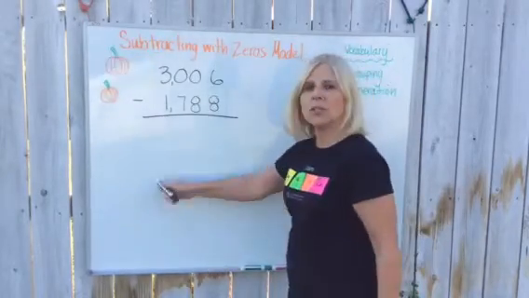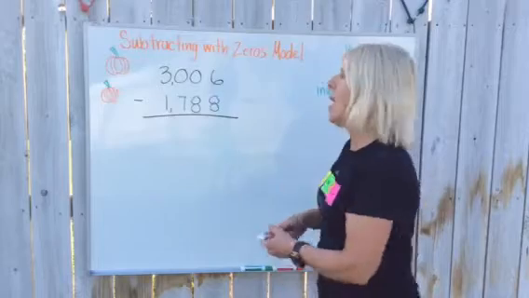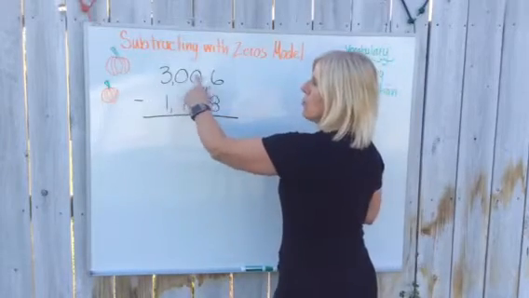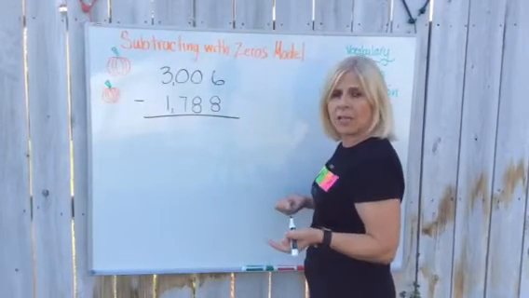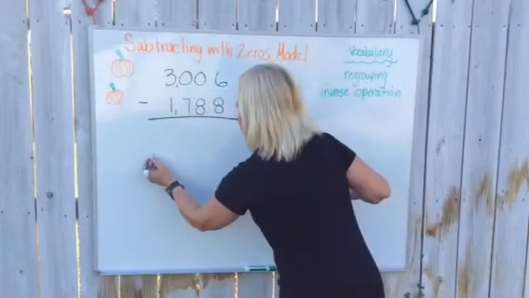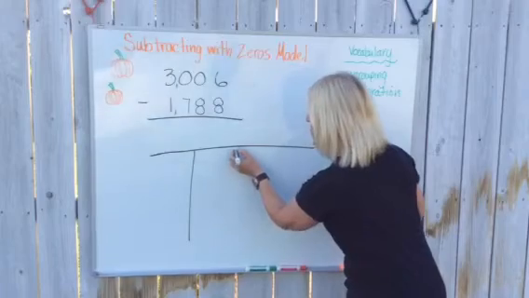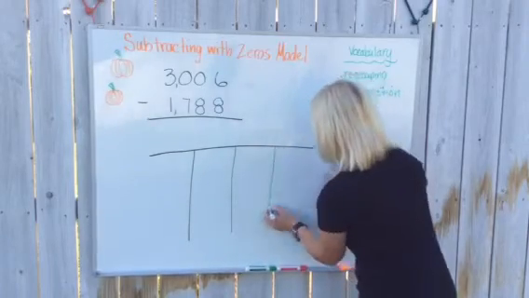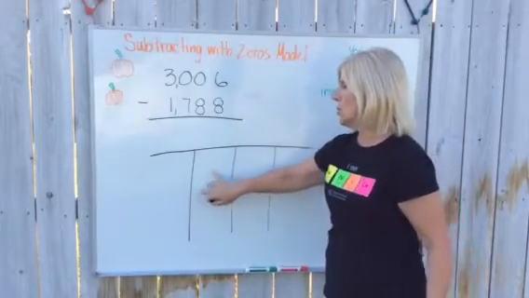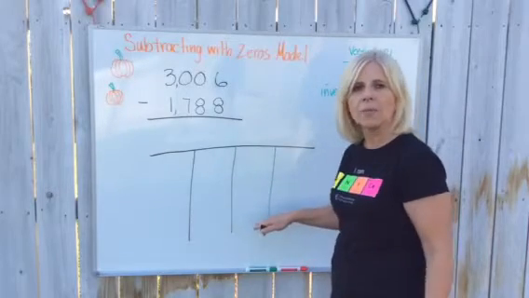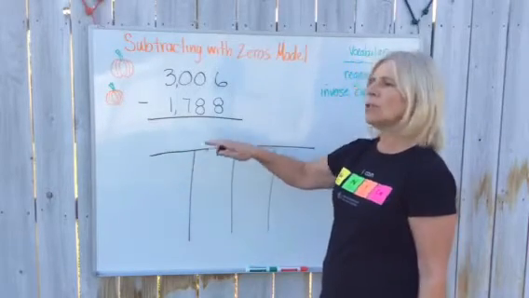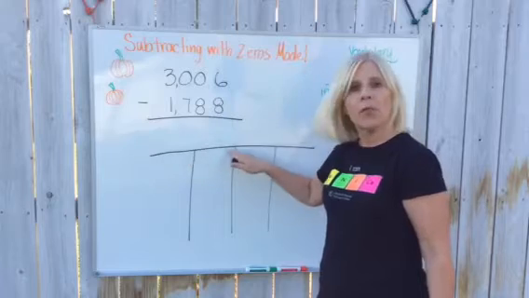The first thing I want to do is set up a chart. I have four place value columns, so I need four in my chart. So, one, two, three, four. I have four columns. The next thing I want to do is label the columns.